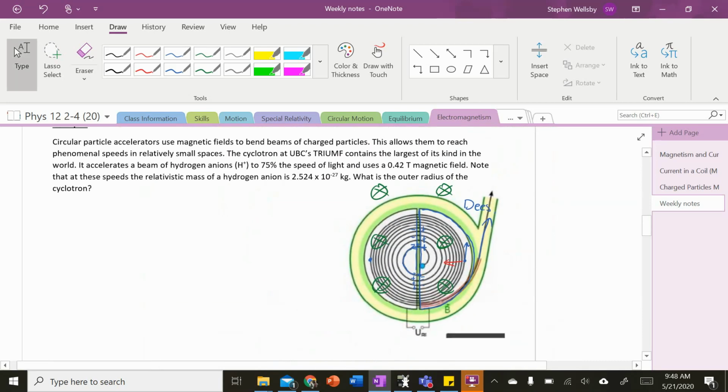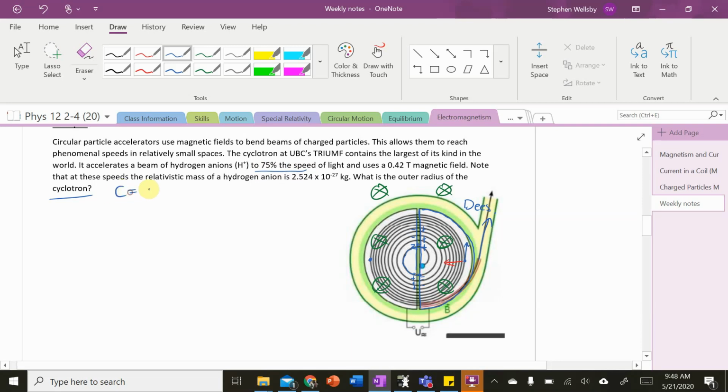This type of device is called a cyclotron. Yeah, there you go, cyclotron. So this is the largest cyclotron in the world. There are different types of particle accelerators, like the one at CERN, which is very different from this, but this is the largest of its particular kind. They can get speeds of up to 75% the speed of light.